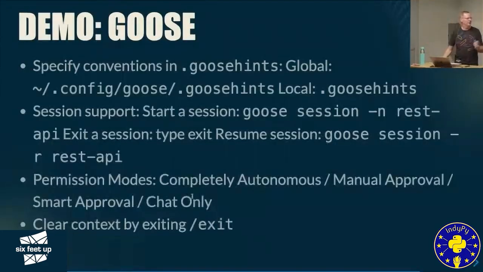So again, you can go into permission modes: completely autonomous, manual approval, smart approval, or chat only. So if you're really worried, just go chat only. I only want to talk to it. I don't want it to do anything. All these tools have some kind of a chat only option if you're really just trying to interrogate it.